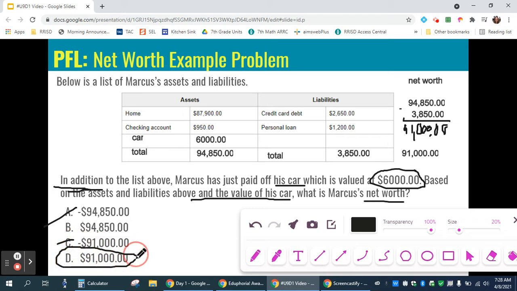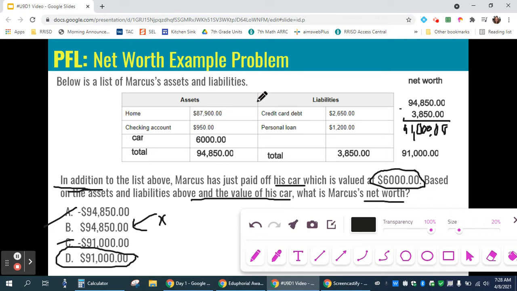You can notice too, B is only if you had added up all of the assets, which is not correct, right? So again, how did we do this? Well, we have to identify what's an asset, what's a liability, add them all up, right? And then find the difference between them.